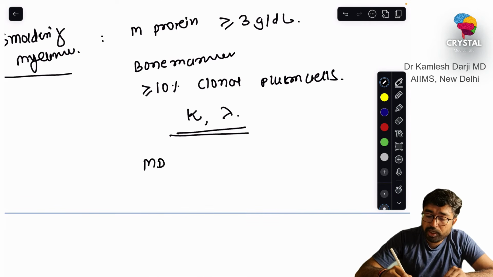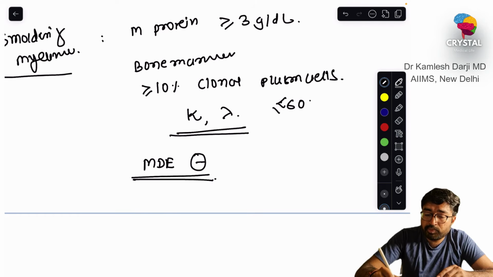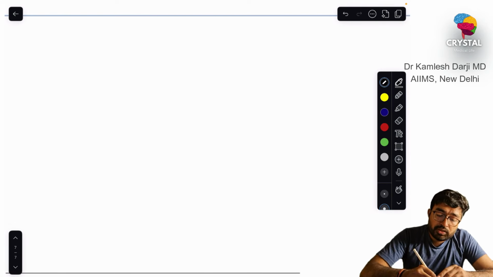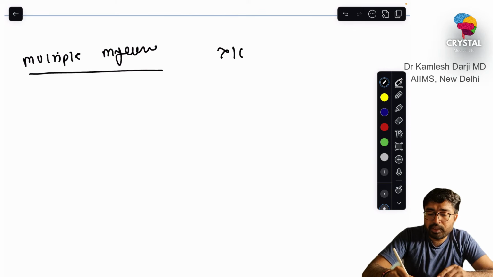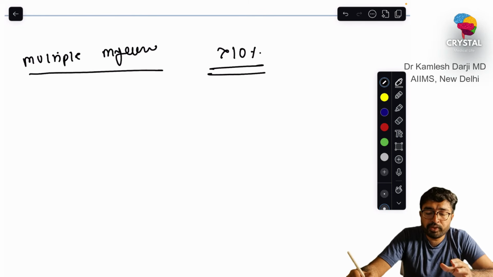Also, myeloma defining event should be absent throughout. So this clonal plasma cell should be less than 60%. So that multiple myeloma, here you will see more than 10% of the plasma cells, clonal plasma cells in bone marrow.